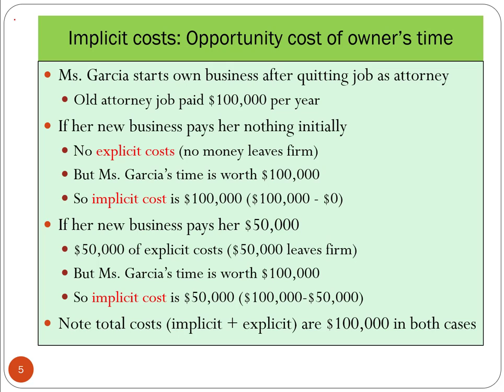So note that in both cases the total costs are the same. They're both $100,000. In the first case it's $100,000 of implicit costs and no explicit costs. In the second case it's $50,000 of explicit costs plus $50,000 of implicit costs. So the costs are the same in both cases. Her time was worth $100,000 in both cases, whether she pays herself something or nothing.